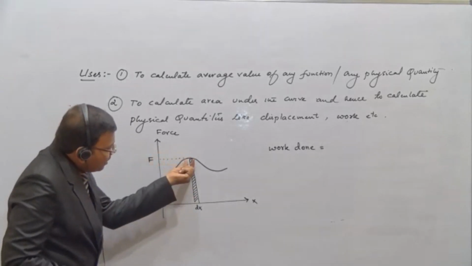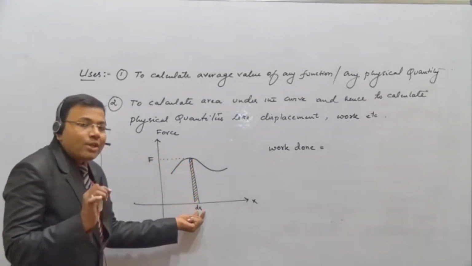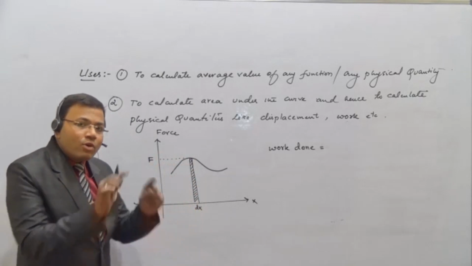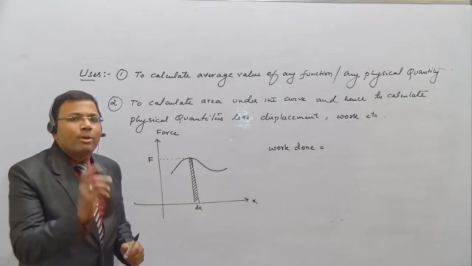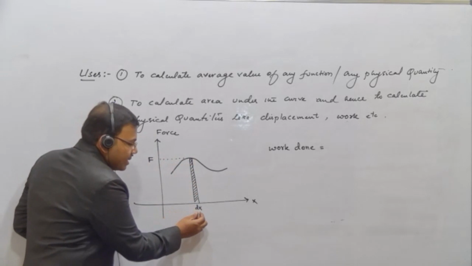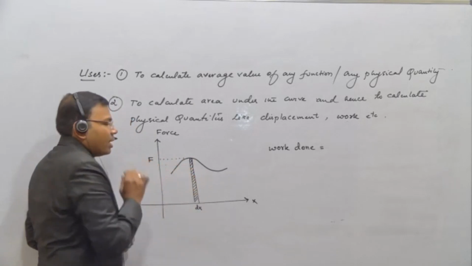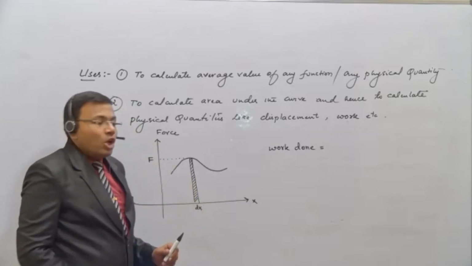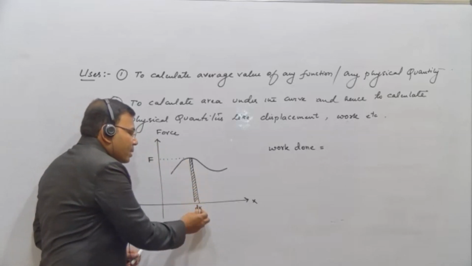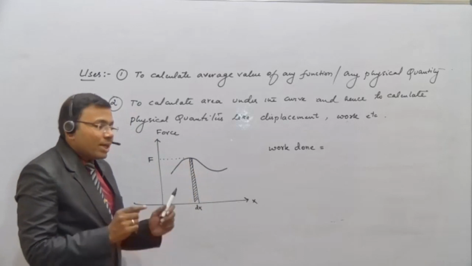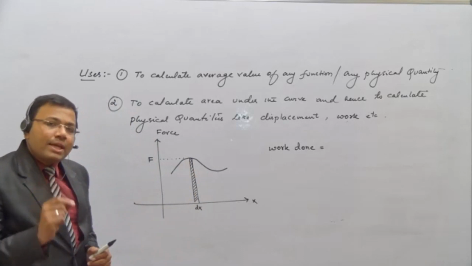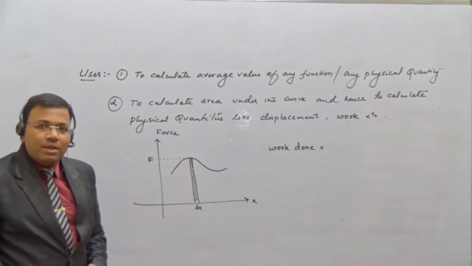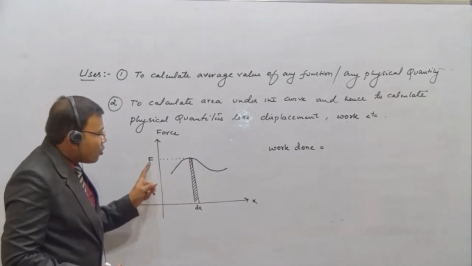So this is something like a rectangular strip. For a rectangle, I want to calculate the area. It is length into breadth. So what is this length? It is dx. Breadth is how much? F. Or I can say this is the length, this is the breadth. So length is F, breadth is dx. So what is this length into breadth? Can I say the area of the graph, or area under the curve? So what I am getting is force into dx.